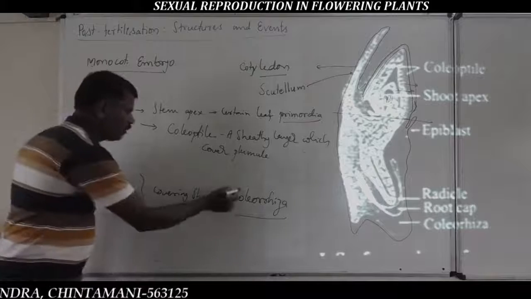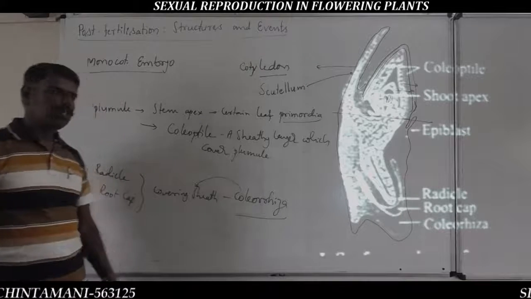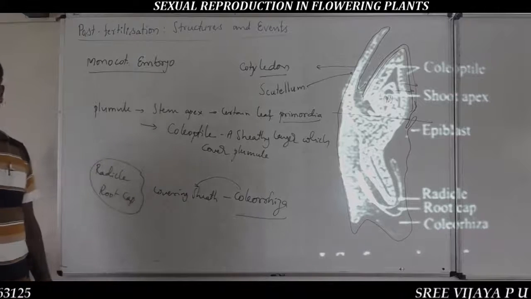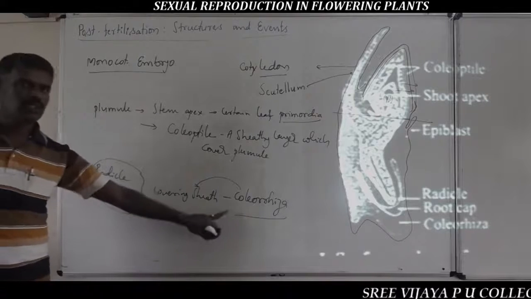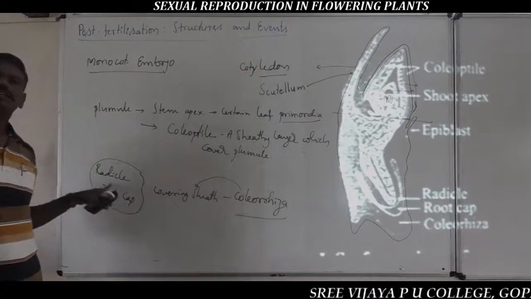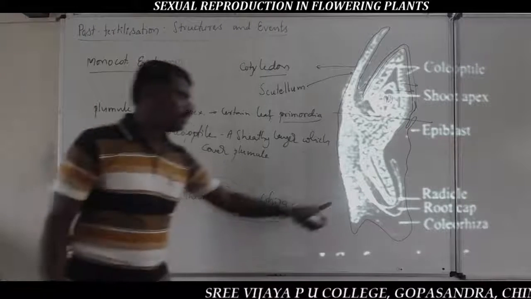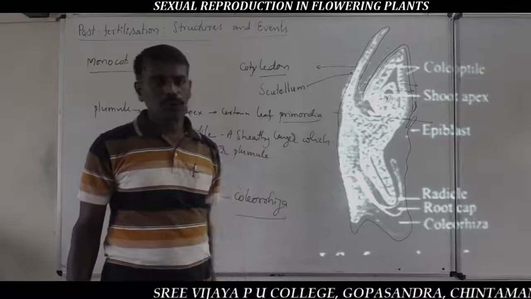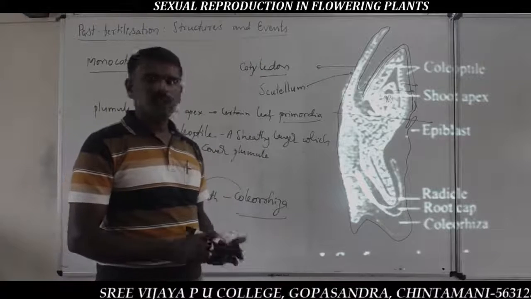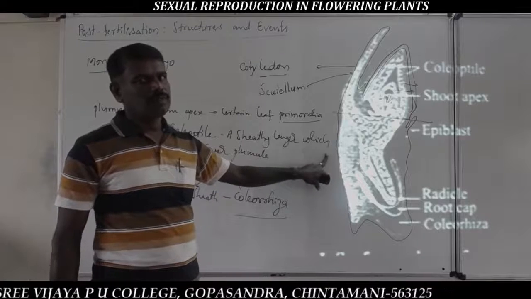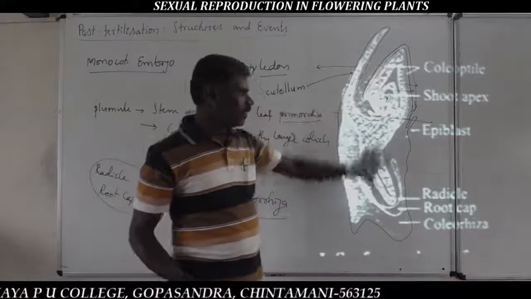Coleorhiza is a covering sheath of the radical and root cap or hypocotyl. It also covers the root apex and root cap part in the embryo of a monocot. So this is the structure of a monocot embryo. It consists of the plumule part and the radical.